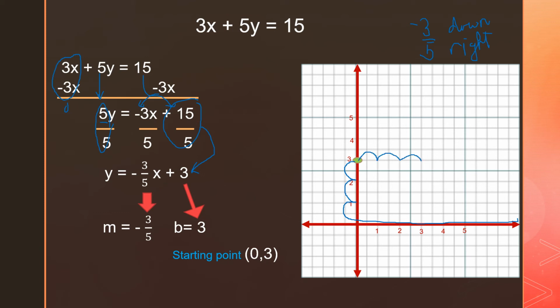2, 3, 4, 5. You can use pencil for this. And second point is 5, 0. You have to connect the points, and that is our line for 3x plus 5y equals 15.